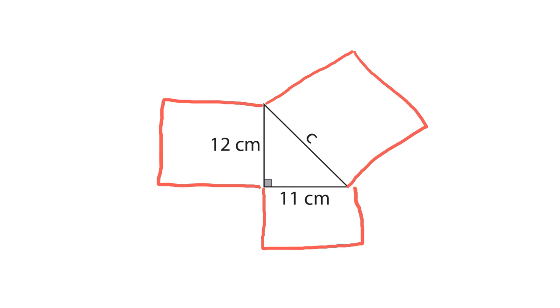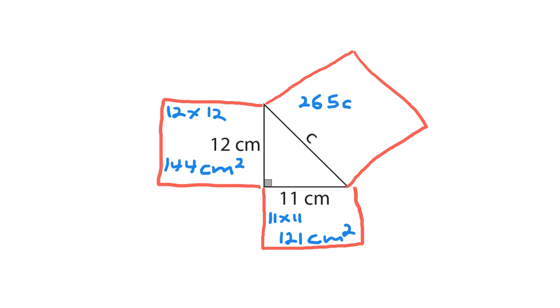So for square A, I'm going to do 12 times 12. And 12 times 12 equals 144 centimeters squared. For side B, I'm going to do 11 times 11, which is going to give me an area of 121 centimeters squared. And if I add the area of square A to the area of square B, so 144 plus 121, I'm going to get an area of 265 centimeters squared for square C.